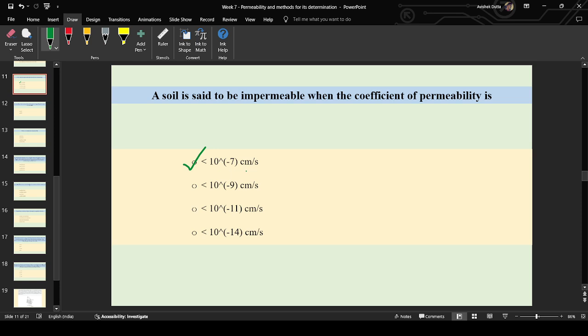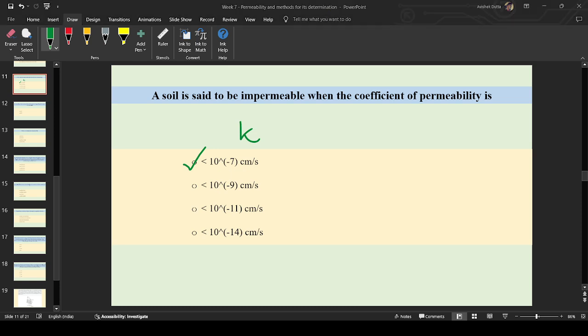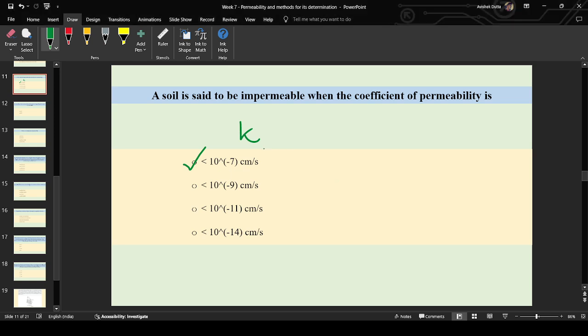So if a soil has coefficient of permeability less than 10 to the power minus 7 centimeter per second, then we can say that the soil is practically impermeable. Okay.